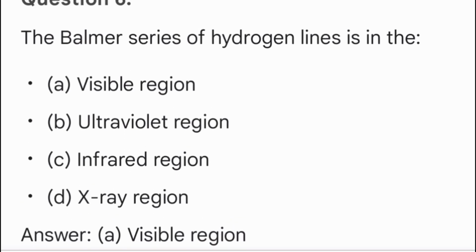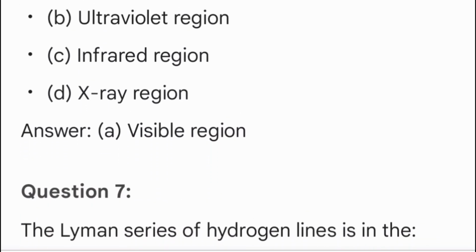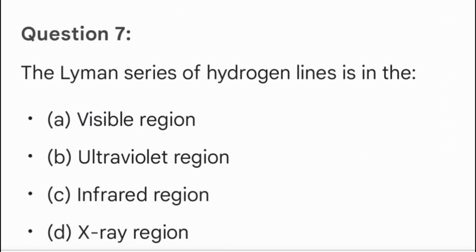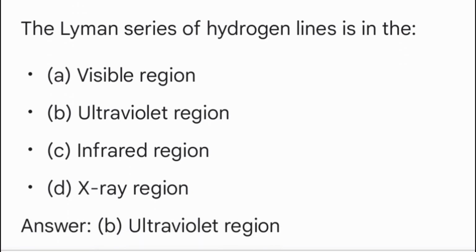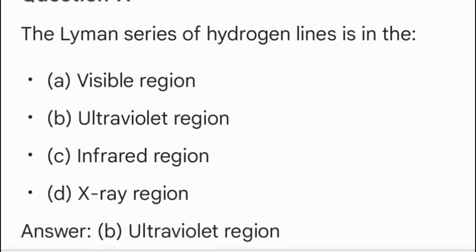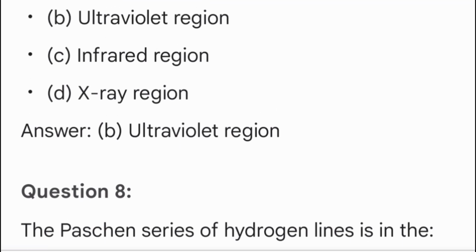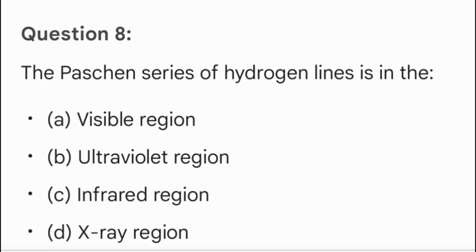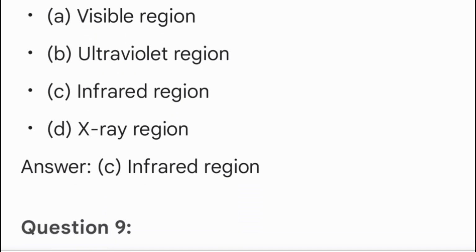Visible region. Question 7. The Lyman series of hydrogen lines is in the A. Visible region. B. Ultraviolet region. C. Infrared region. D. X-ray region. Answer: B. Ultraviolet region. Question 8. The Paschen series of hydrogen lines is in the A. Visible region. B. Ultraviolet region. C. Infrared region. D. X-ray region. Answer: C. Infrared region.